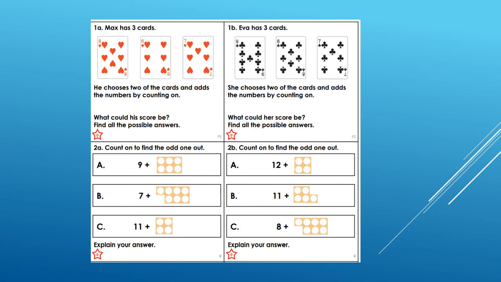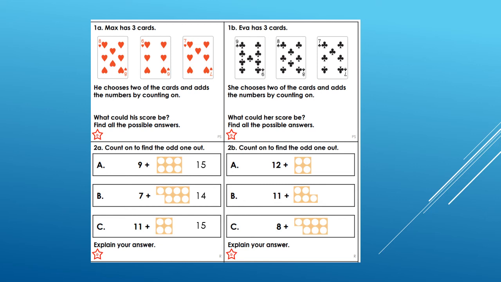Let's do it together. 9 plus 6. 9 in my head, and let's add 6. 9 in my head, 10, 11, 12, 13, 14, 15. 7 plus 7. Well, 7 we know is the largest number. 7 in our head, let's add 7. 7, 8, 9, 10, 11, 12, 13, 14. 11 plus 4. 11 in my head, 12, 13, 14, 15. Which one is the odd one out? I know that B is the odd one out because it's got a smaller sum.